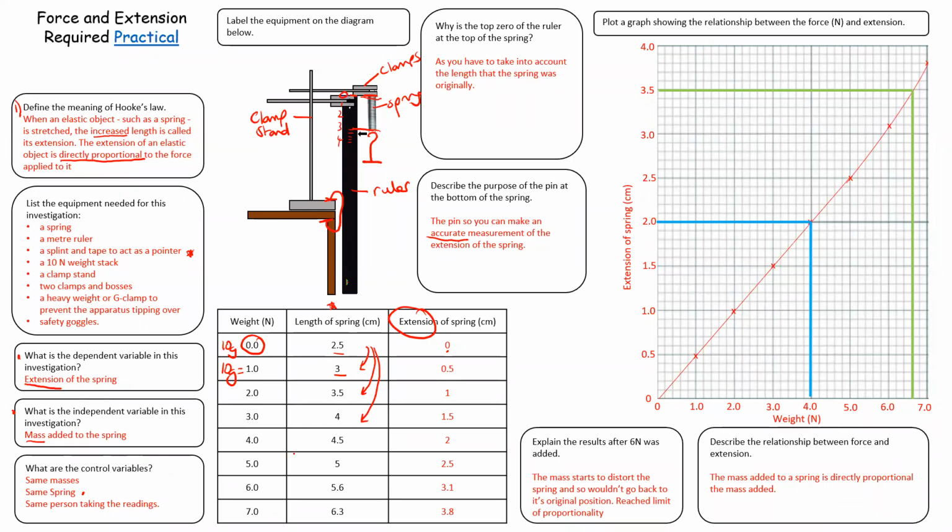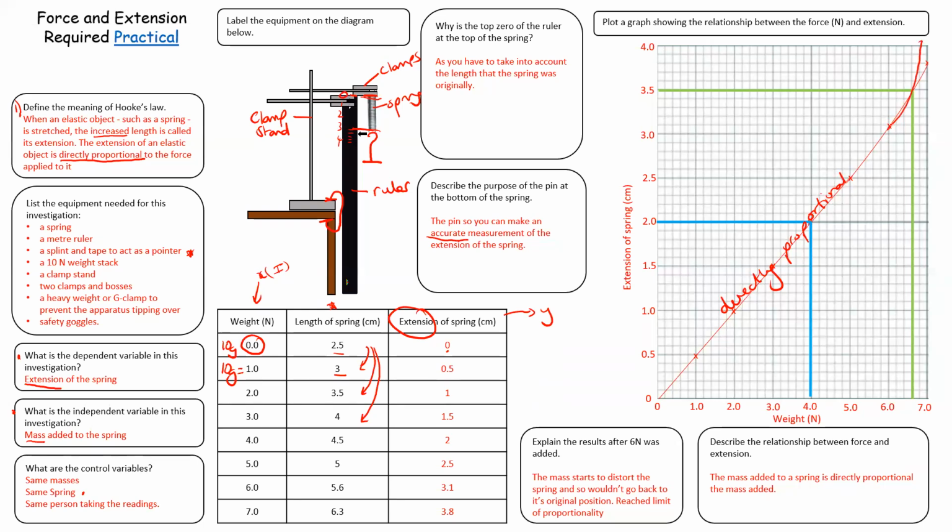Once you have calculated your extension, you graph it. You must always make sure this is on the Y and this is on the X, because your independent variable is always your first column and it's always on the X axis. And what your results should show you is directly proportional. It's not very clear on this diagram, but sometimes it will go all right and then suddenly curl up like that.